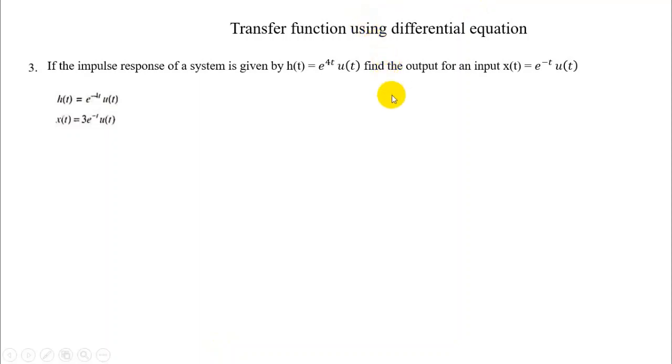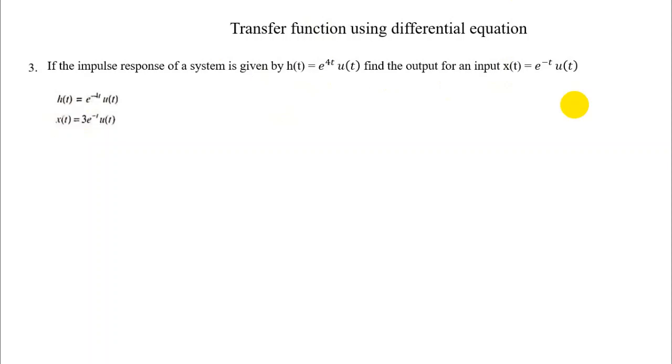In this video I will discuss another example where you will be able to determine the output of a system, given the transfer function and impulse response. So basically in this question you are being asked to determine the output of the system when you are given the impulse response h(t) equal to e to the power 4t u(t), and the input x(t) equal to e to the power minus 8t u(t).